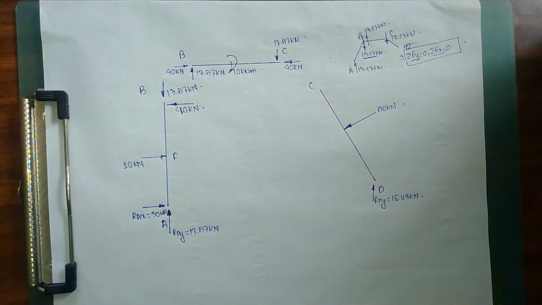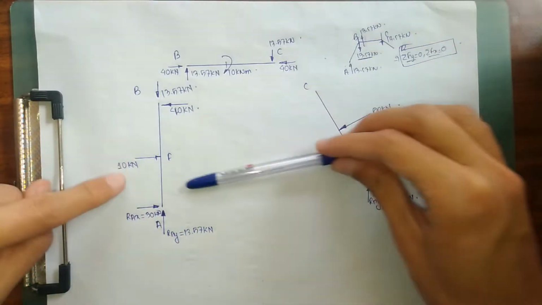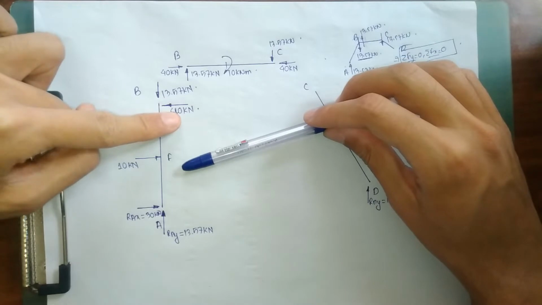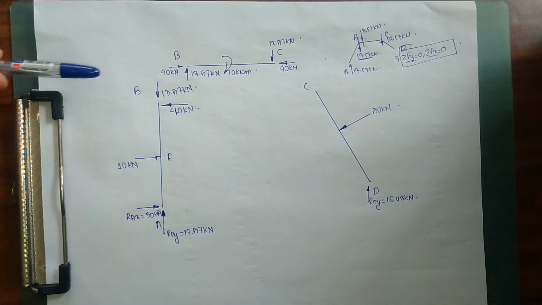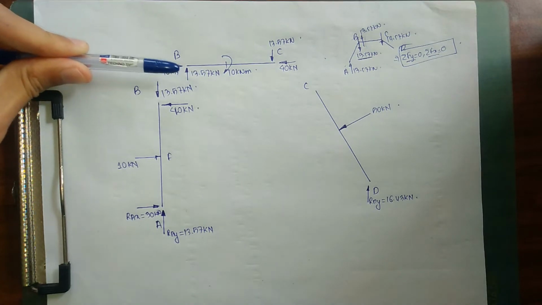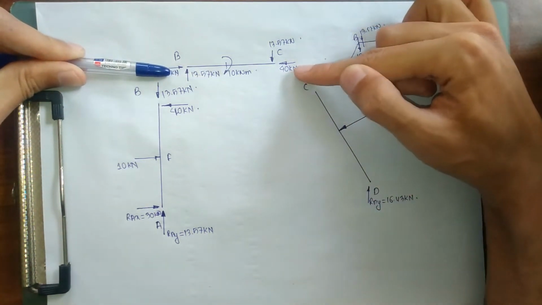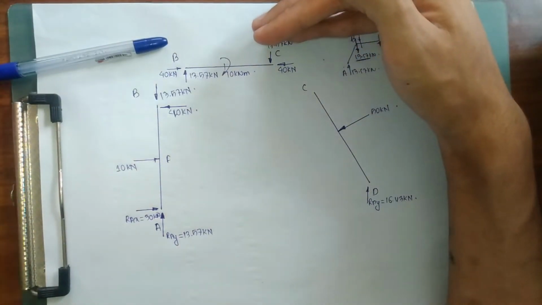Similarly, for our 40 kN as well, this is acting downward, so in order to maintain equilibrium, this must act upward for our member AB, while for our member BC, this 40 kN will act in the downward direction. And in order to maintain equilibrium for member BC, this 40 kN will act inward, or in the left direction.